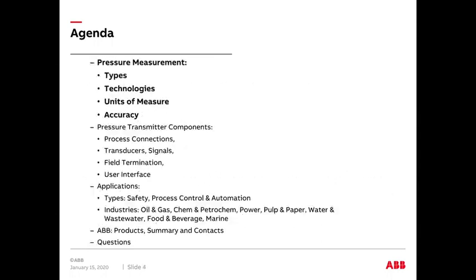From that, the agenda I have is the following. We're going to talk about pressure measurement, the different types, technologies, units of measure, accuracy, some of those issues. We're going to then talk about the components that make up pressure transmitters, then go into applications. There's a lot of different industries that ABB serves with a very big variety of applications. And then we'll get into the questions that Wayne was talking about.